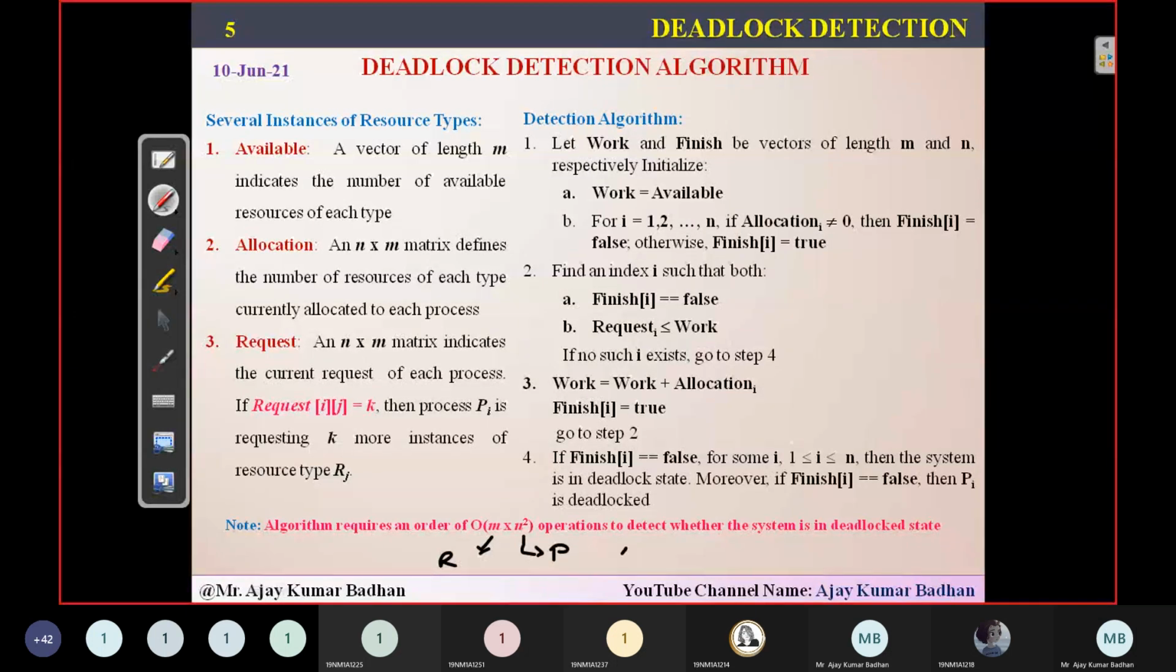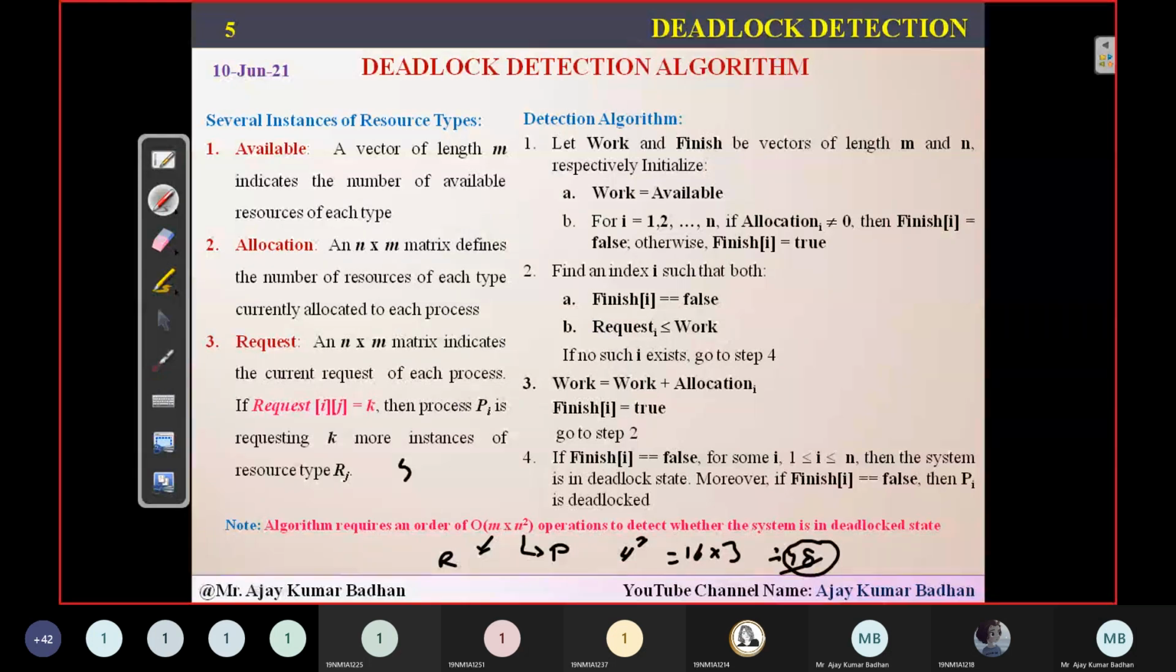Suppose we have 4 processes, 4 squared is 16, into how many resources? Let us suppose we have 3 resources. So it is going to take 48, order of 48 units of time in order to perform deadlock detection, wherever the deadlock has taken place.